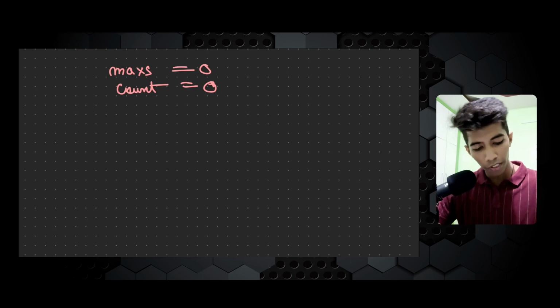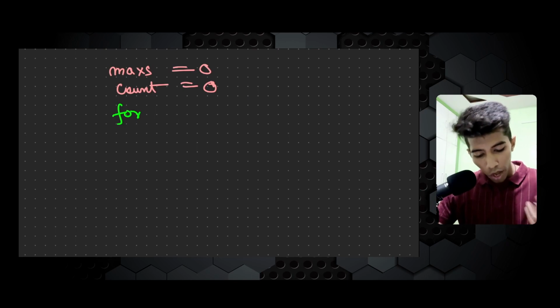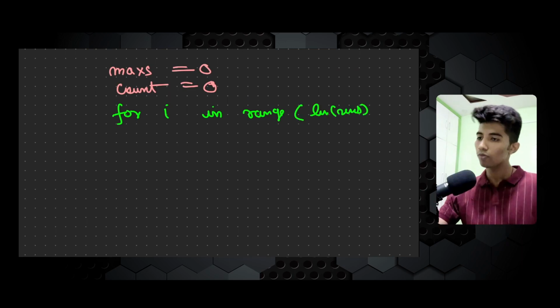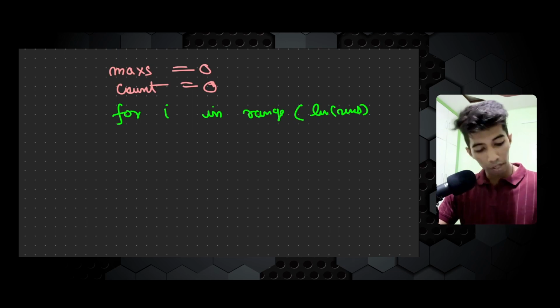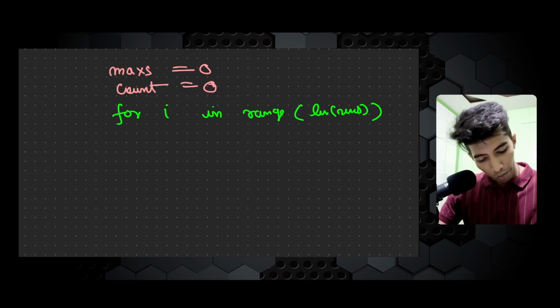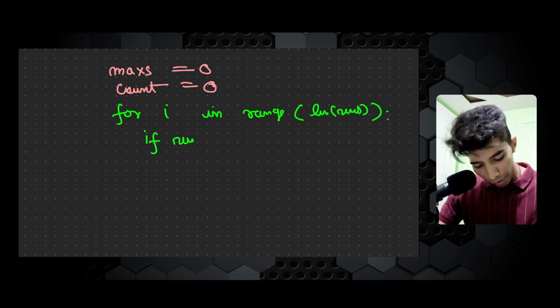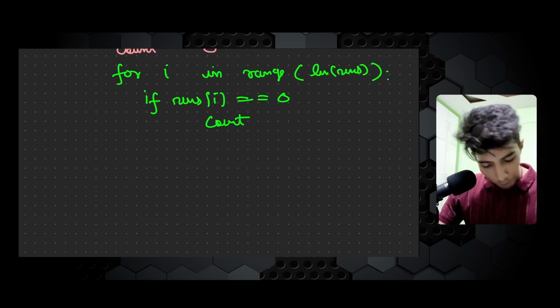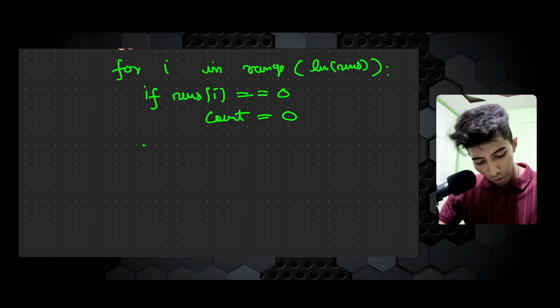Let me take it as 0 because I don't know the actual value, so I am taking the count as 0. Now I will run the for loop. Till how long will it run? For i in range, the standard, till the length of nums. So it will run till the end of nums. In that time, I will check if nums of i is equal to 0, then I have to make my count equal to 0.